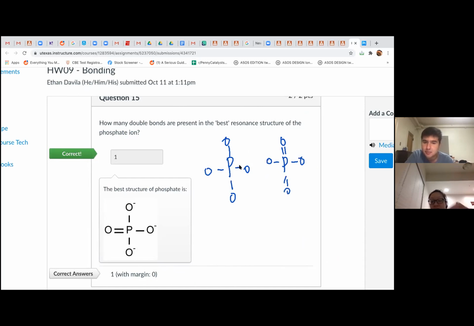Because if you do the formal charges, this is what? 4. Wait, so it's all of these plus P? Yeah. Wait, how many valence electrons in P? 5. So it's 1. Yep. And this is 0? That's 0. Wait, so are you trying to get the best one for P or for the whole thing? Usually just for the central atom, and if the central atoms are the same, then you do the rest. Okay.